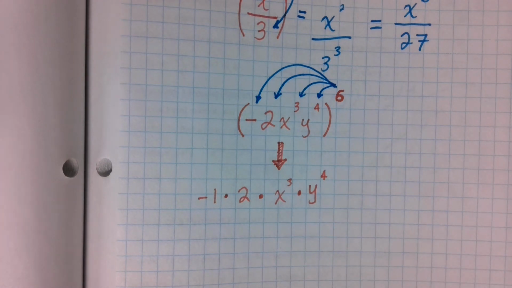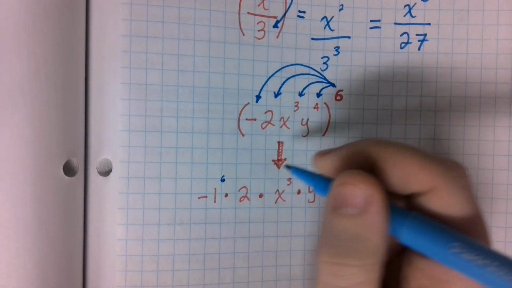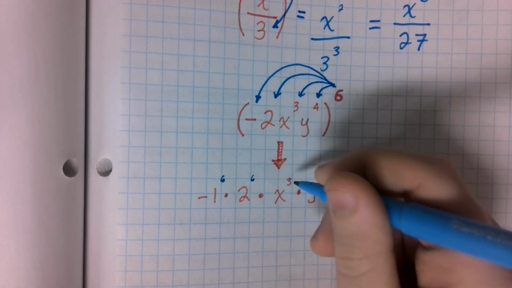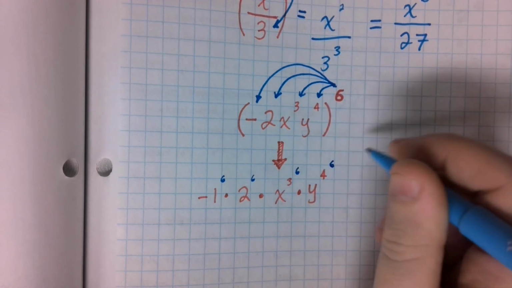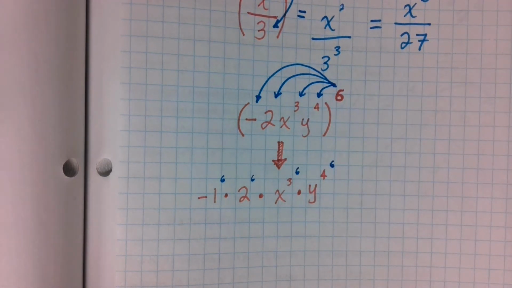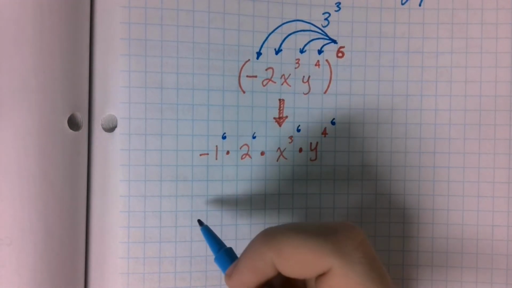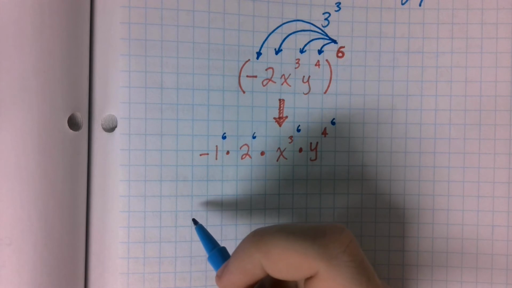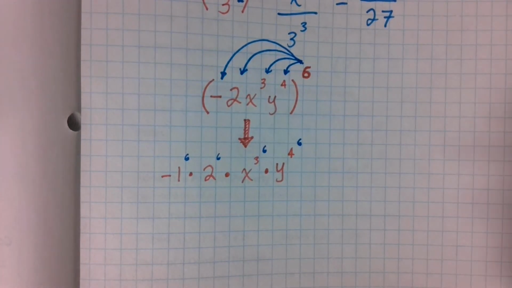So, when we put the sixth power on everything, this turns into negative 1 to the sixth times 2 to the sixth times x cubed to the sixth times y to the fourth to the sixth. What is negative 1 to the sixth power? This is a little bit of a tricky question to ask. You could just put it in your calculator, but let me give you a tip that will help us out a little bit later.